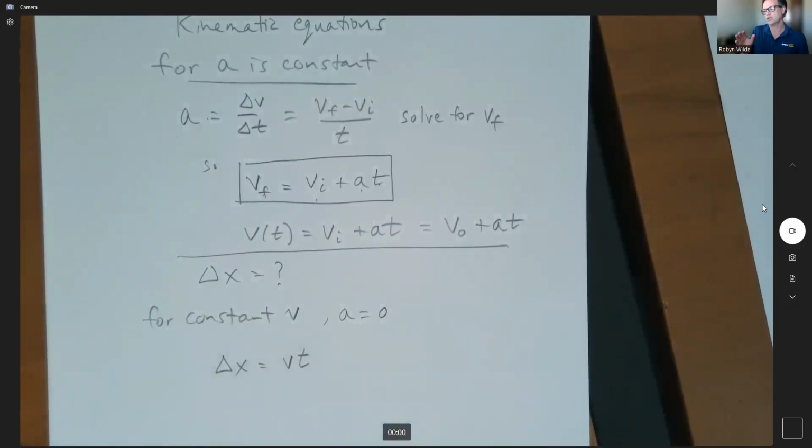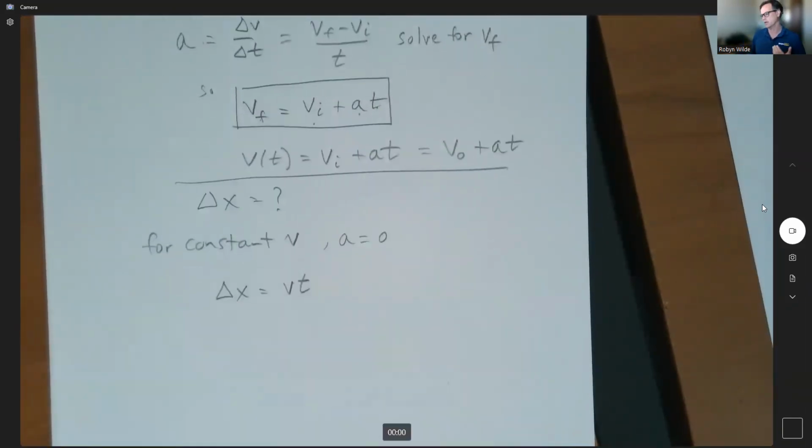So in the case when there's no acceleration, this makes sense. This is what you do, right? If you're going at 10 meters per second and you go for a time of 2 seconds, you just take the 10 meters per second times the 2, you've covered 20 meters. That's pretty straightforward. But the question then is, well, what if I'm accelerating?